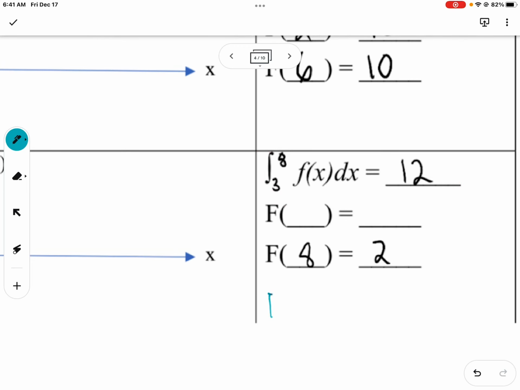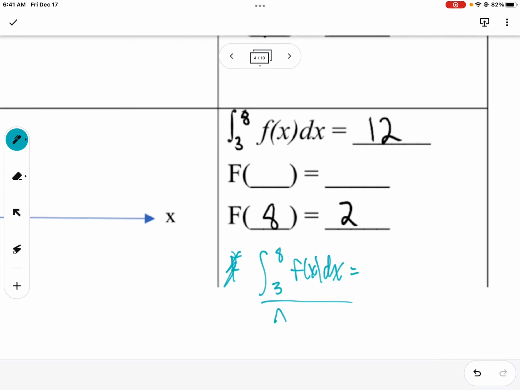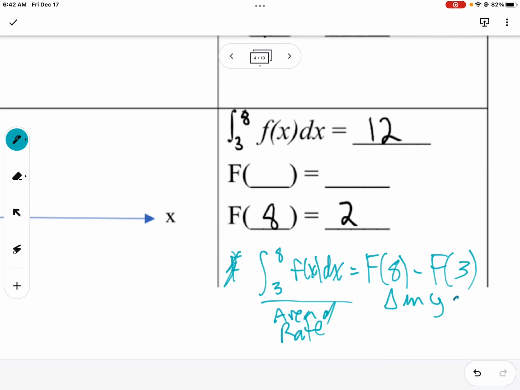I know that the integral from 3 to 8 of f prime of x dx equals, that's the area of the rate curve, and that has to equal the change in y value on the original function between 8 and 3, right? Because I'm going left to right from 3 to 8. So this right here is delta, which means change in y value on the original.